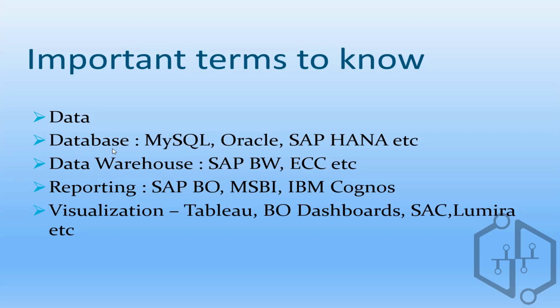Database, as I told you, every company uses its own databases to store the data. The database can be MySQL or Oracle or SAP HANA. These are relational databases. They store data in the form of tables. Data warehouse is like online analytical processing data. They store the data in cubes in multi-dimensional formats. Examples are SAP BW, ECC, etc.